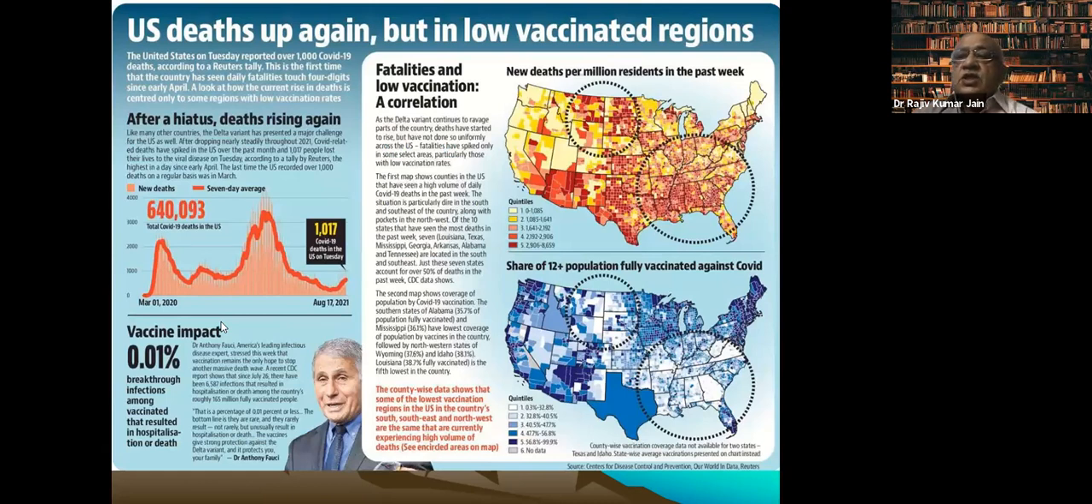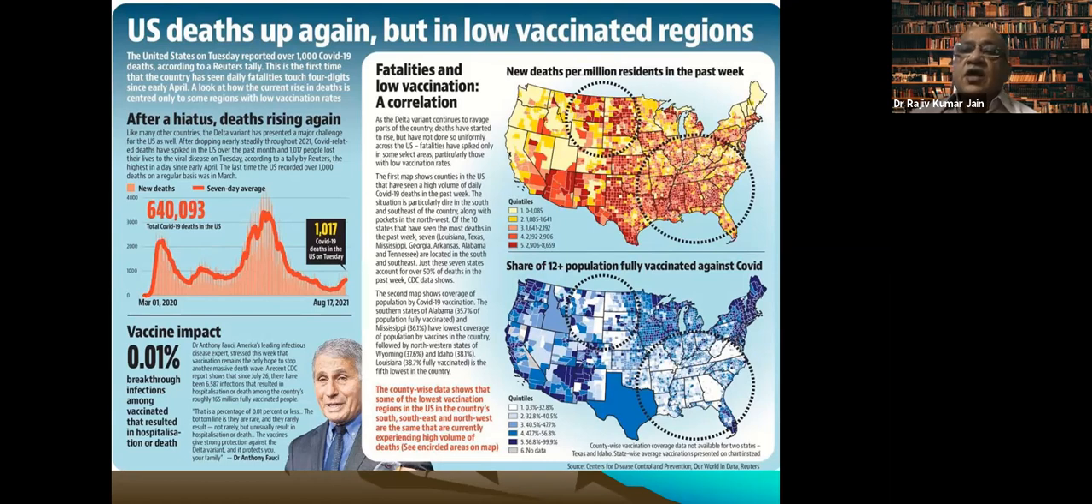This is what is striking, and India must prepare for this situation what US is facing. US deaths up again, but in low vaccinated regions. The United States reported over 1,000 COVID-19 deaths, according to Reuters. This is the first time that the country has seen daily fatalities touch 4 digits since early April. A look at how the current rise in death is centered only to some regions with low vaccination rates.